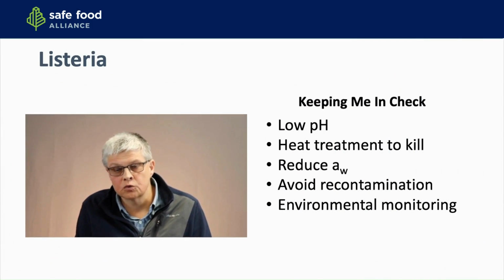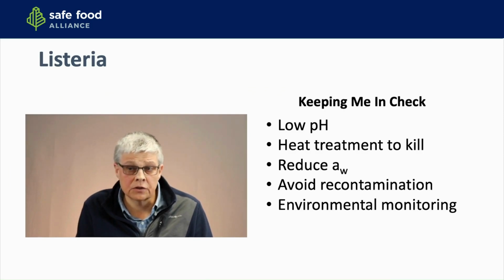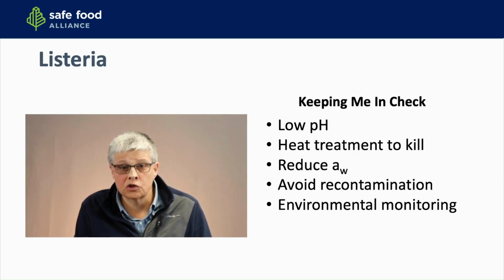How to keep this organism in check? Again, low pH is one way that we do this. We also use heat treatments to kill it in food products such as processed meats and other items, or milk, in fact. Pasteurization is one way to do that, or cooking. Reducing the water activity is another factor. Again, it does not grow well at low water activities.